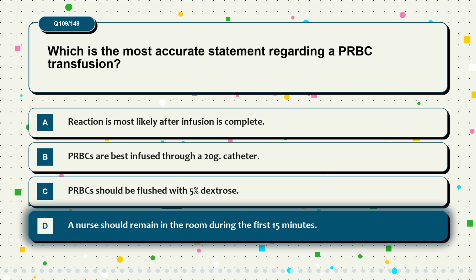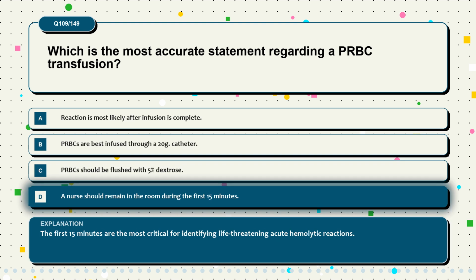The correct answer is option D. A nurse should remain in the room during the first 15 minutes. The first 15 minutes are the most critical for identifying life-threatening acute hemolytic reactions.